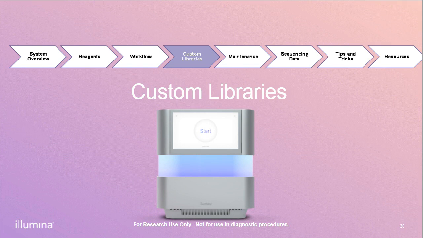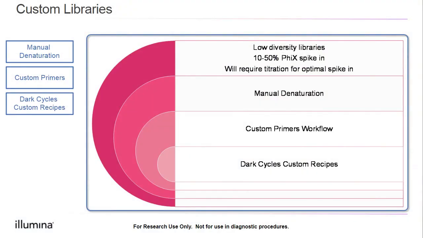Okay, now let's discuss some considerations for different custom libraries. If choosing to sequence low diversity libraries on the NextSeq 2000, it will require a Phi-X spike-in. We recommend between 10 and 50% Phi-X, and it will require a titration to find the optimal spike-in amount. We're also going to discuss manual denaturation, custom primers workflow, and dark cycle custom recipes.